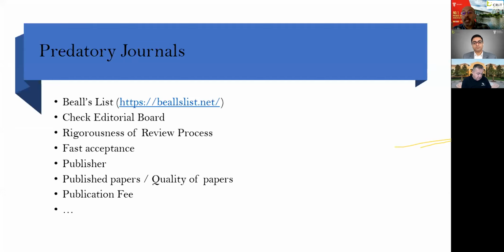Rigorousness of the review process can be another thing to understand a fake journal. Fast acceptance: you can send a paper to a journal and after 2 days, 3 days, 1 week, 2 weeks, you get acceptance for your paper. It means this journal doesn't have a rigorous review process, right? Some publishers can be identified, so you can see them in Beall's list as predatory publishers. As I said, there are also some publishers that have their own SSCI journals but can be considered predatory.